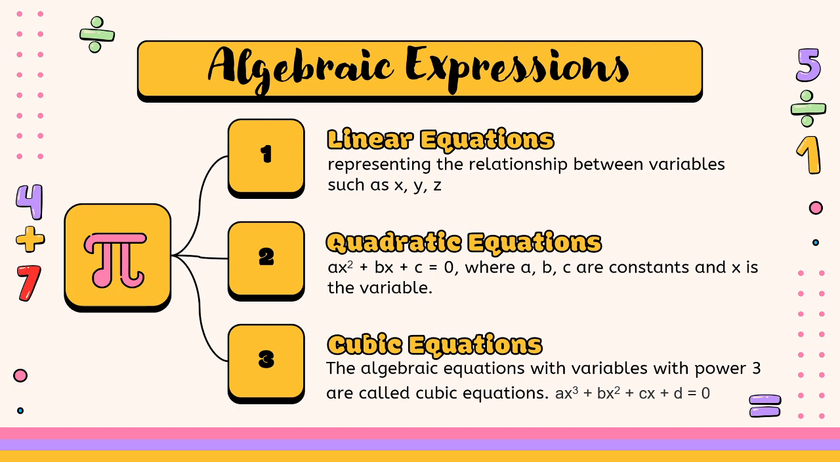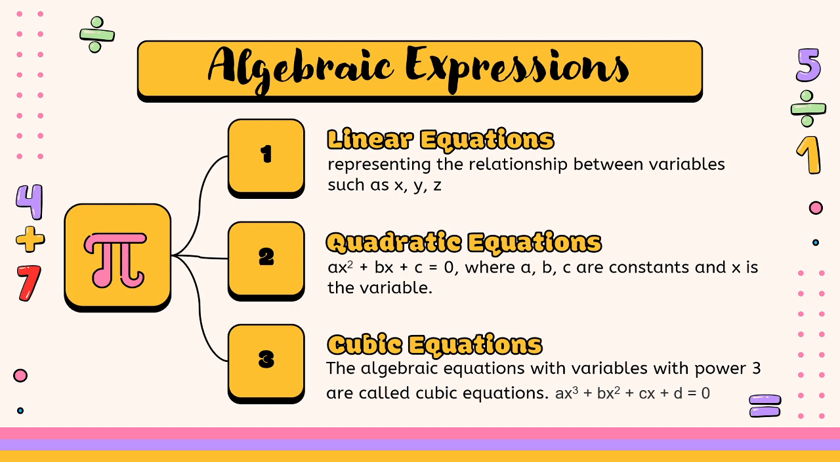A polynomial is an expression consisting of variables, coefficients, and non-negative integer exponents of variables. An equation is a mathematical statement with an equal to symbol between two algebraic expressions that can have equal values. These are different types of equations based on the degree of the variable.